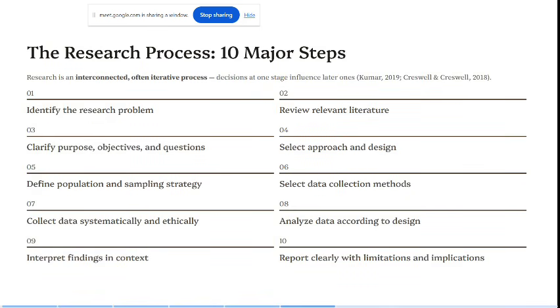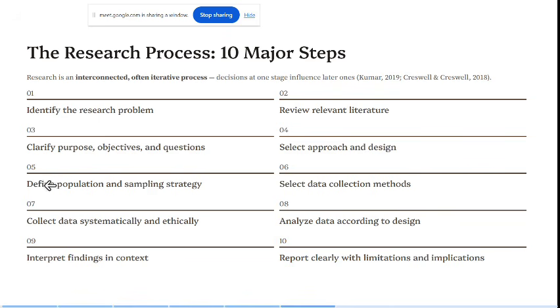So we will identify the research problem, review relevant literature, and clarify our purpose: why we are going to do this, what the objective of our work is, and what the questions are. Then, according to the question, the objective, and the purpose, we select an approach. We studied approaches like quantitative, qualitative, and mixed method, and also design. In the future, I will talk about all kinds of design in each type of approach, since each type of approach has its own designs. I will talk about this in future sessions.